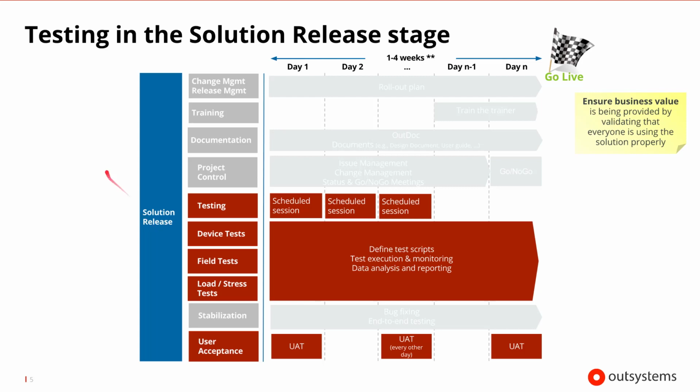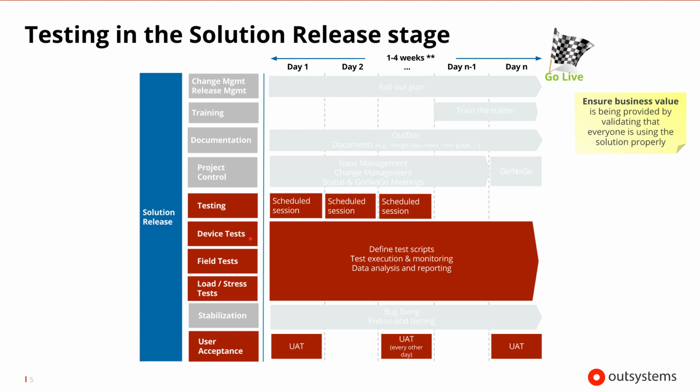What types of testing should be done in the solution release stage? Since the full solution is available, some of the testing that was done in the iterations will have to be done again. This means that the tester can be focused on performing functional and end-to-end tests that will help confirm that the app meets the user's needs and the business goals. Besides these functional tests, at this stage, we should also do more tests related to non-functional requirements.